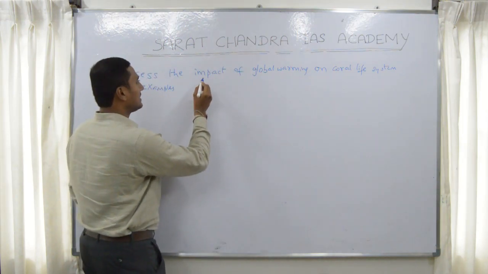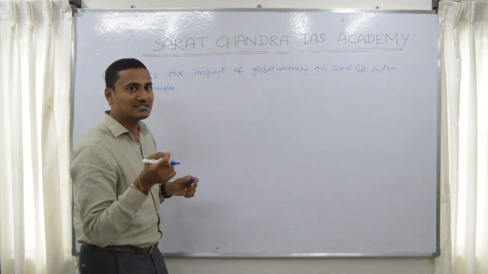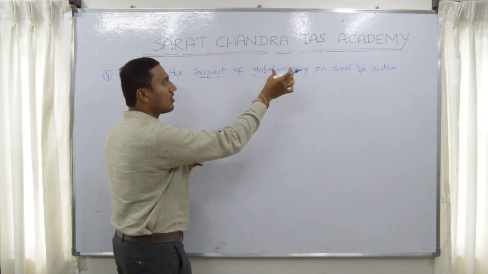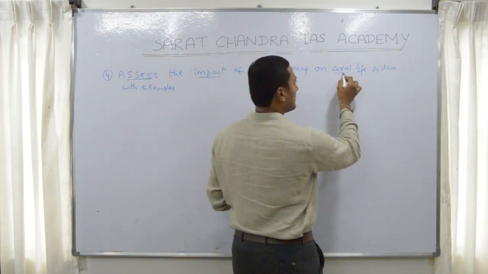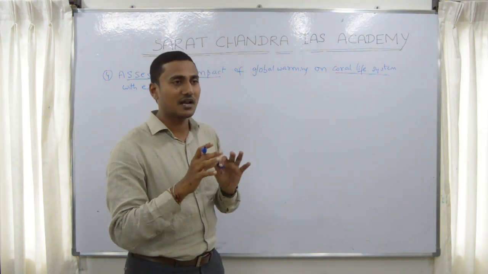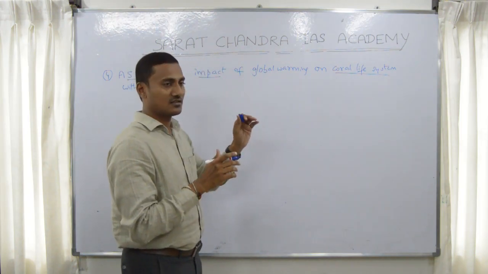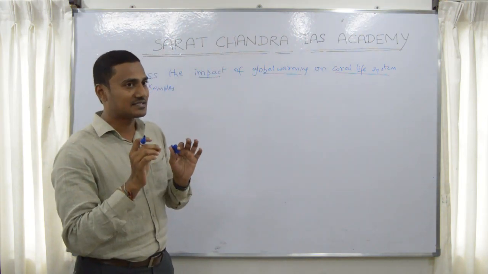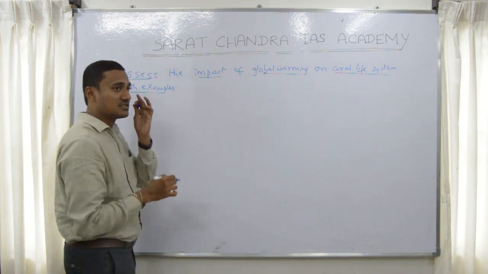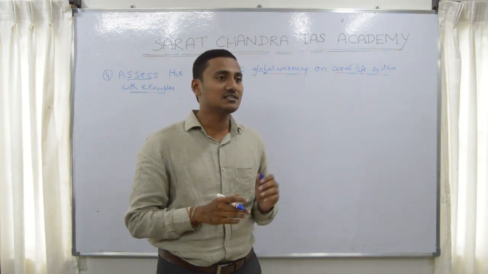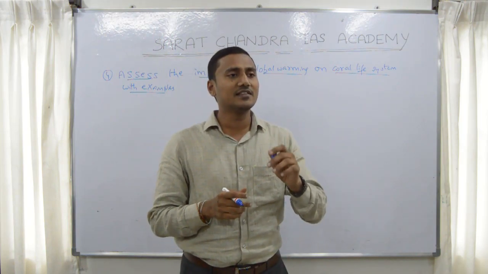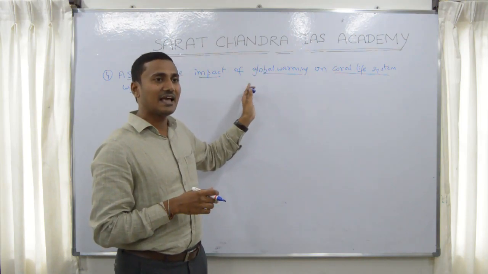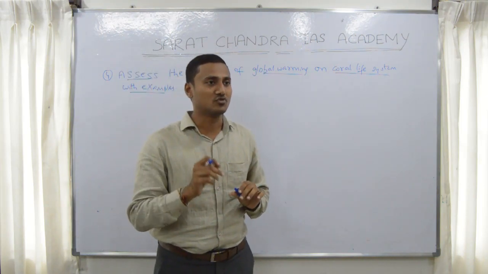They say assess. You have to assess, not just point out. Assess the impact of global warming on coral life system. Not just the coral reef, but coral life system. So you have to mention the various impacts of global warming on the coral life system along with the assessment, with examples. This is the focus, examples. As this question is for 10 marks, definitely there will be 2 to 3 marks for examples and 4 to 5 marks for the impacts and assessing them. Okay? Now let us come to this one.